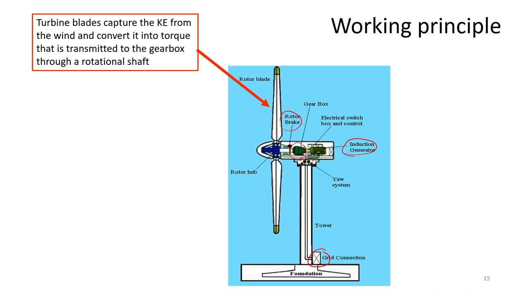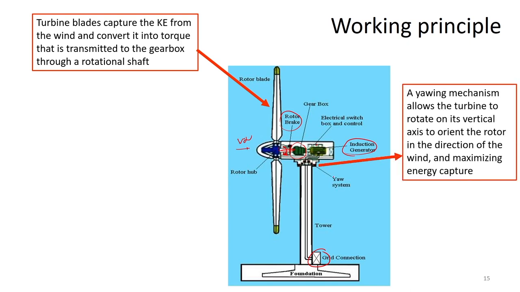Now what happens, the turbine blades capture the kinetic energy from wind and convert it into torque that is transmitted to the gearbox here, from here to here. Okay, and this is the rotational shaft. Through this rotational shaft, this kinetic energy of the wind is converted into torque and is transmitted to the gearbox. Okay, and we will have the yaw mechanism. This yaw mechanism allows the turbine to rotate on its vertical axis to orient the rotor in the direction of the wind, maximizing energy capture. That is the function of the yaw mechanism. Okay.